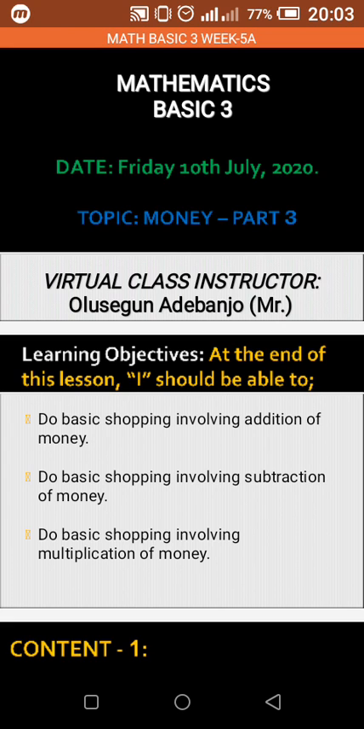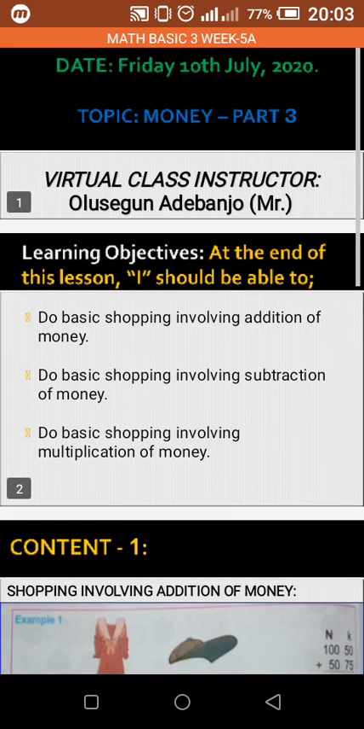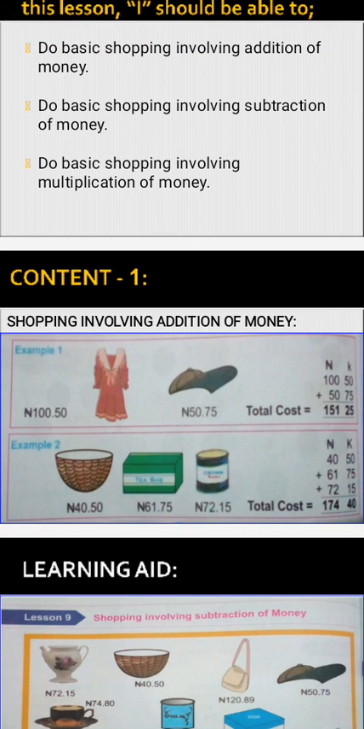So today we have 3 learning objectives. At the end of this lesson, you should say to yourself, I should be able to: the first one, do basic shopping involving addition of money; the second one, do basic shopping involving subtraction of money; the third one, do basic shopping involving multiplication of money. Those are the 3 things that we are looking at today. So let's start. I have your content here.